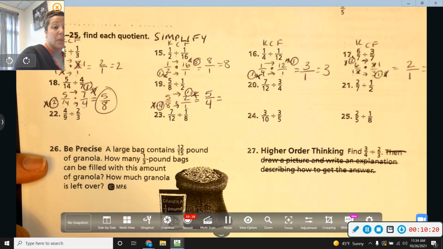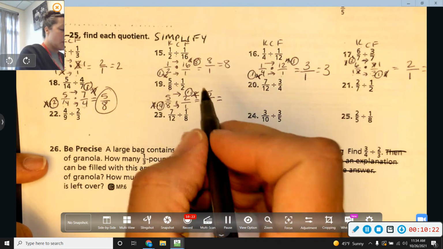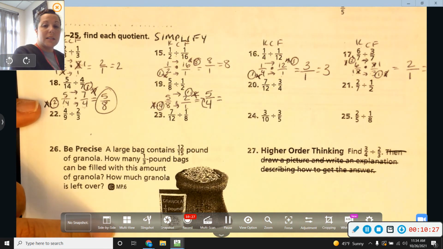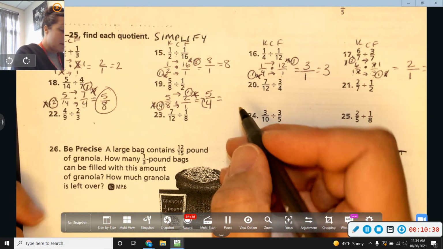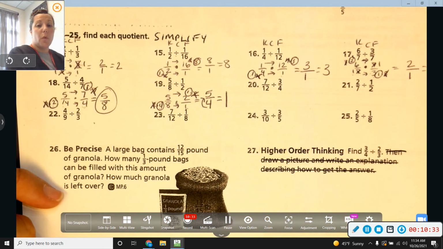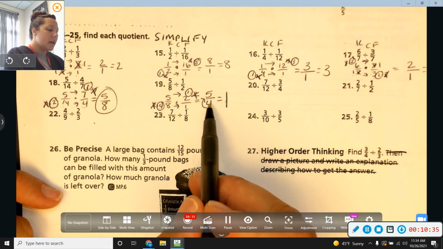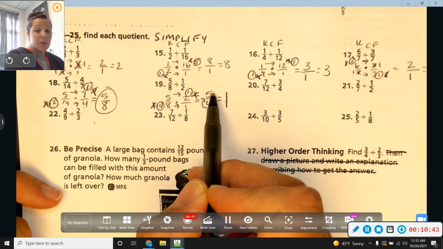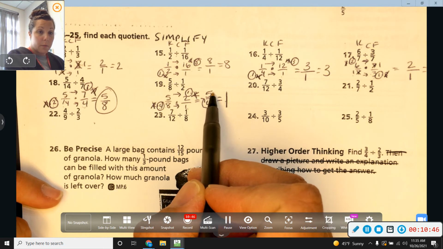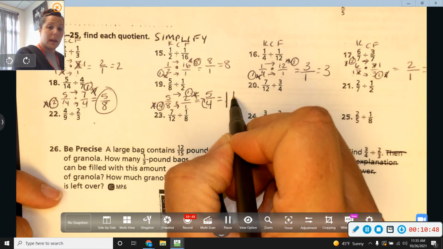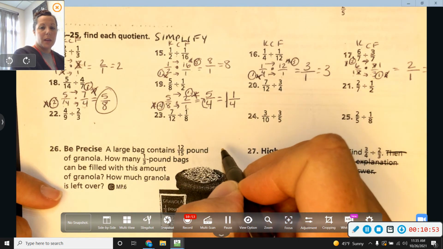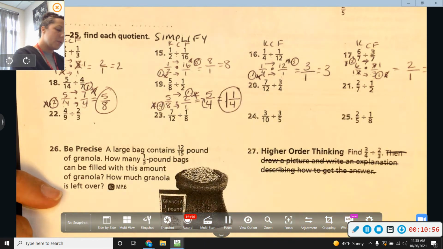So how do I do that when my top number is bigger? Well, I say to myself, how many times does 4 go into 5? 1 time. I can take one group of 4 out of there. 1 times 4 is 4. So if I've used up 4 of these, how many do I have left? Well, there's only 5 there, so if I've used up 4, I only have 1 left. And my denominator stays the same. So my answer for this one is 1 1/4.